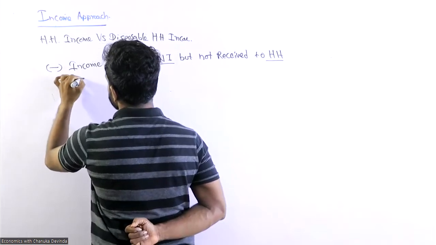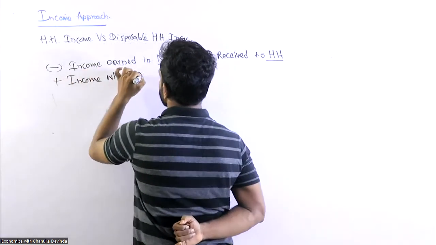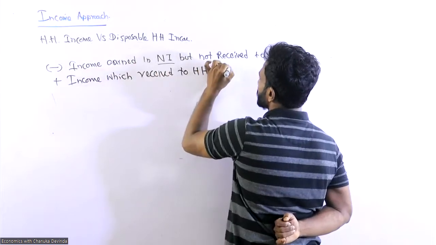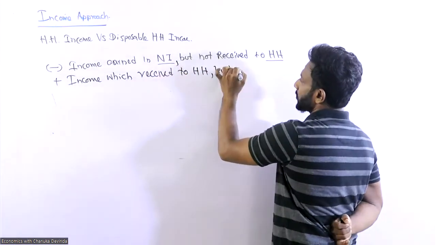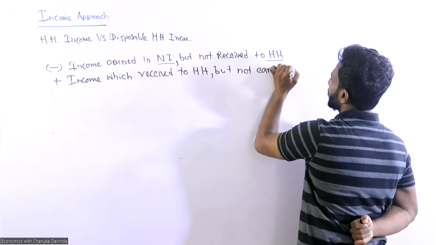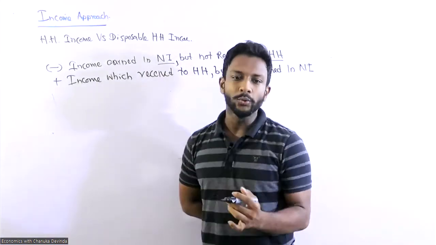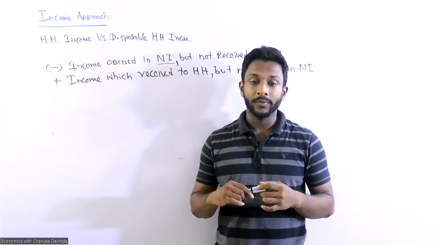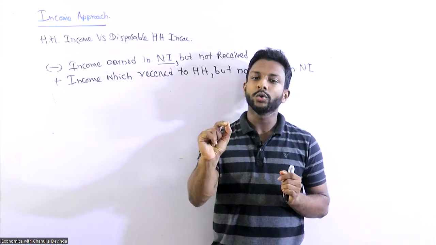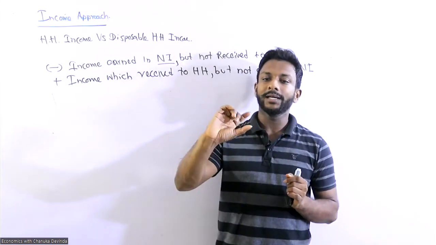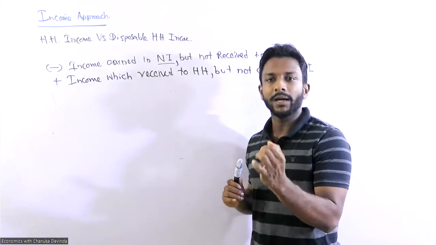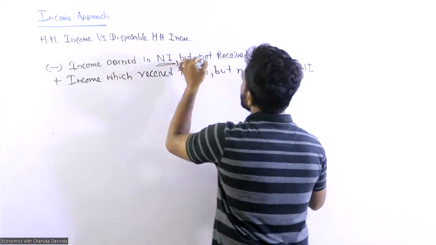And the next one, the income which is received, to whom? By households, but not earned. Not earned means it's not in the national income, not earned in national income. These are the two types of income mentioned in that paragraph, right? Let's read again. Household income is the income that the household sector receives, right? Received after adjusting the income earned but not received. Income earned but not received means income earned in national income but not received by households.